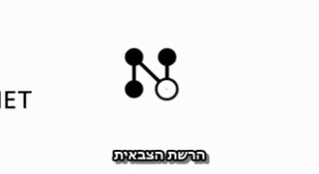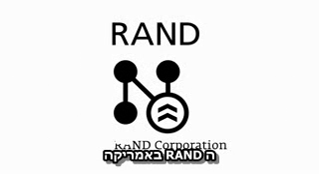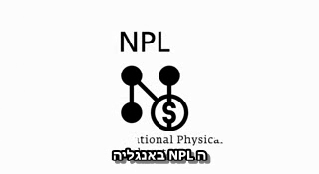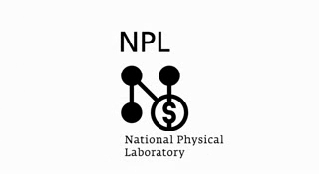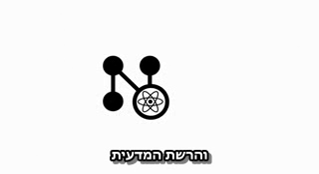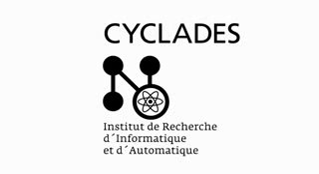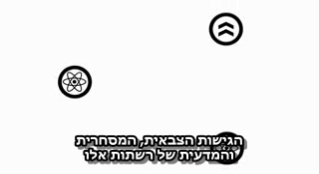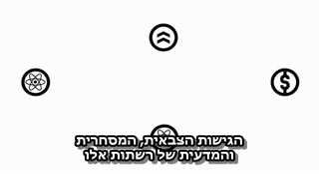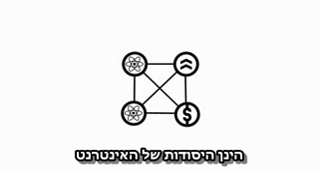The concept of a military network by the RAND Corporation in America. The commercial network of the National Physical Laboratory in England. And the scientific network Cyclades in France. The scientific, military, and commercial approaches of these concepts are the foundations for our modern Internet.